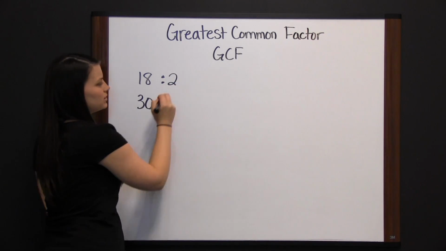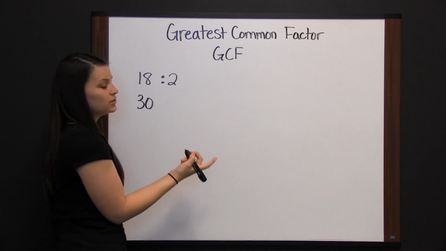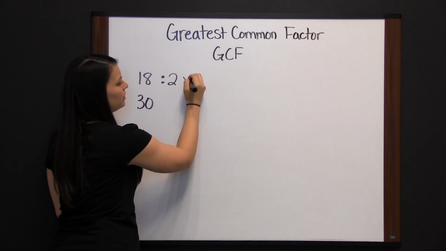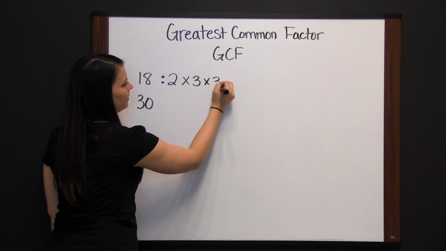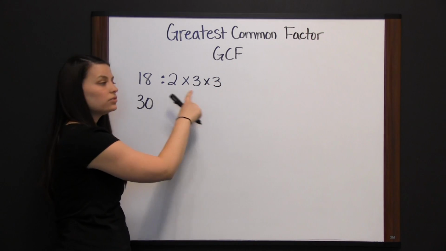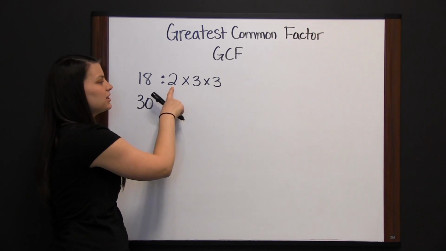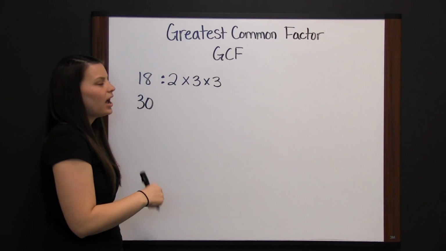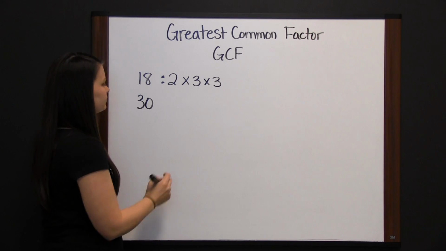So 2 times 9 would be 18. 9 is not prime though, so we need to break 9 down. And the factors of 9 are 3 times 3. So the prime factorization of 18 would be 2 times 3 times 3. 3 times 3 is 9, times 2 is 18. I always like to check after I've factored to make sure I've got it.